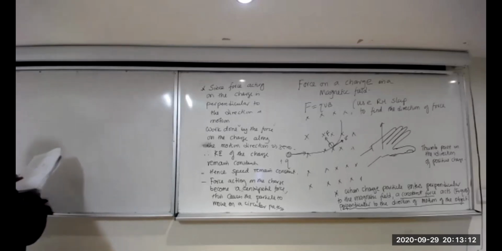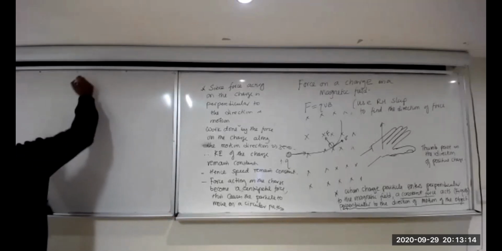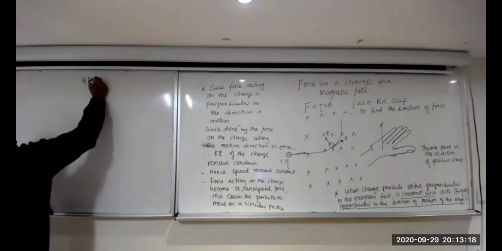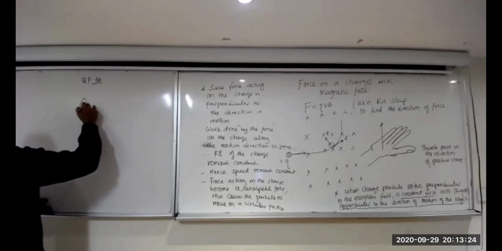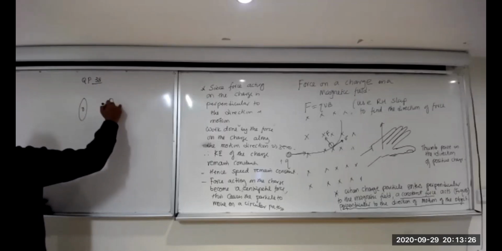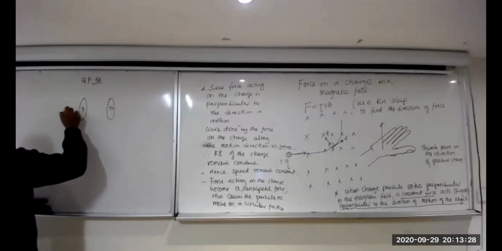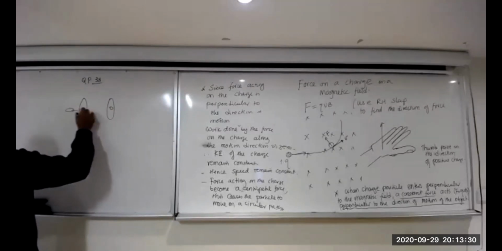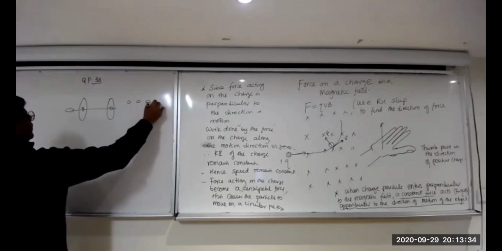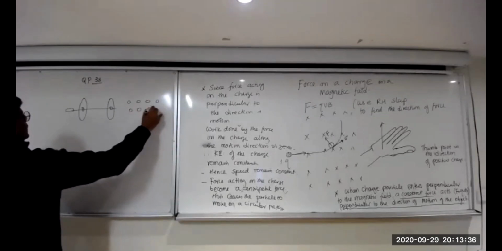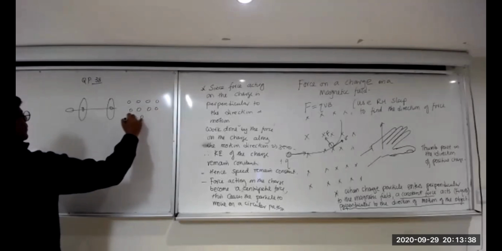So the question on page 38 is a combination of electric and magnetic fields. A proton source is shooting protons through, and they enter a magnetic field. The magnetic dots indicate the magnetic field is out of the page.